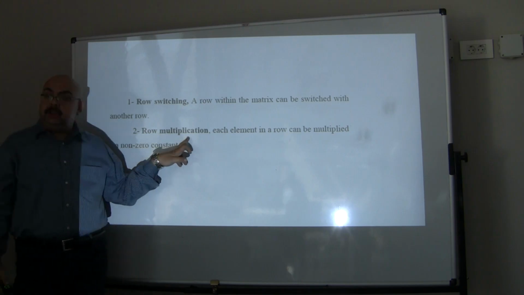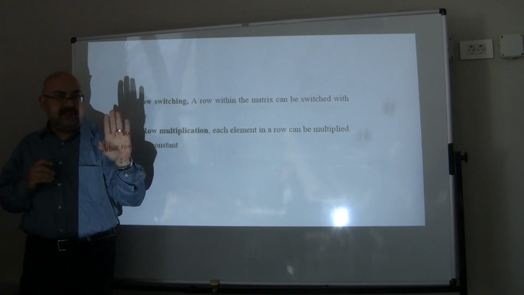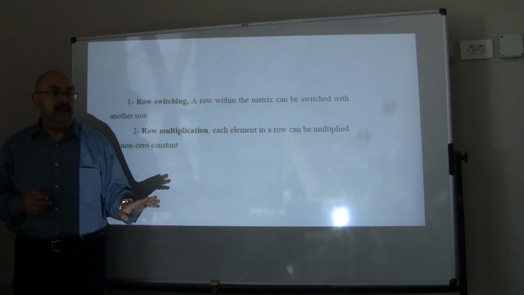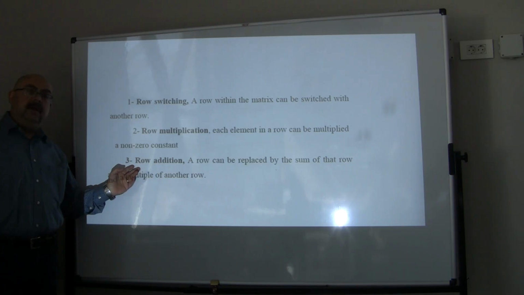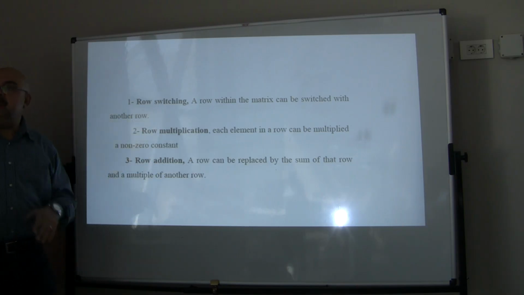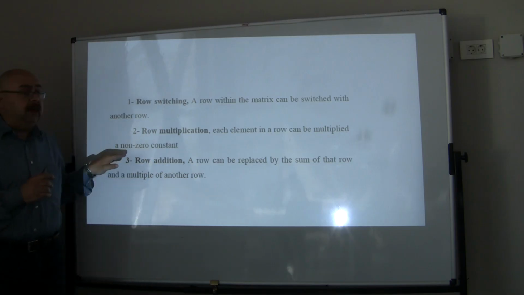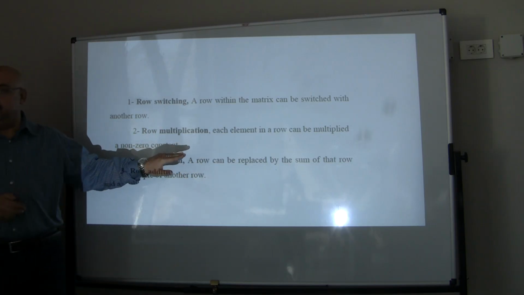Okay? Row multiplication. If you have to multiply a whole row by a fixed number, just do it. It's okay. You will get an equivalent row. The last one is the row addition. You are allowed to add 2 rows to each other. You can even multiply one row by a constant number, then add it to another row.